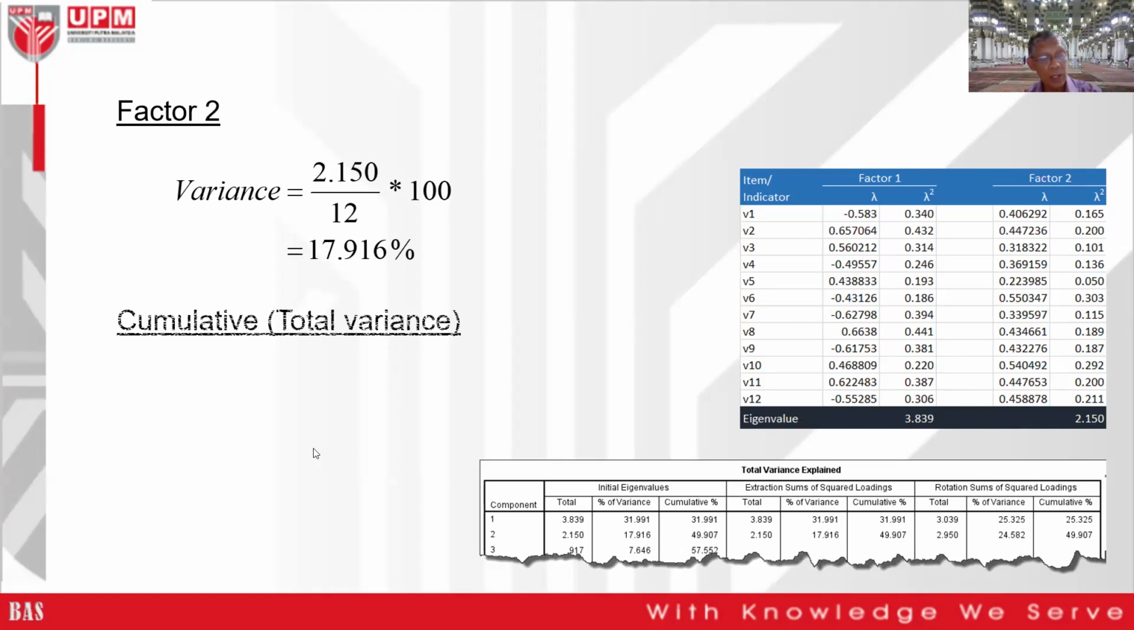And if you go to the next slide, I show you how to calculate the eigenvalue for the rotated solution. It should give you the eigenvalue for the first factor and second factor already done, but the percentage variance for factor 1 will be 25.325. And for factor 2 will be 24.582, and the total is 49.907.